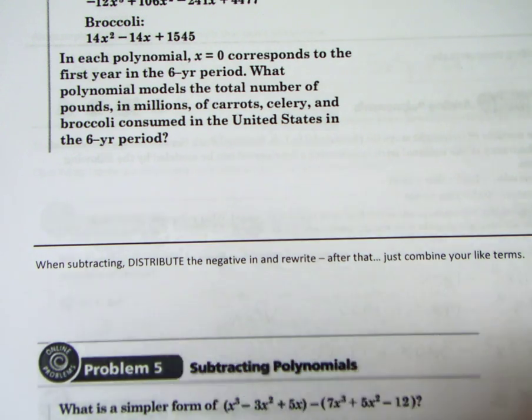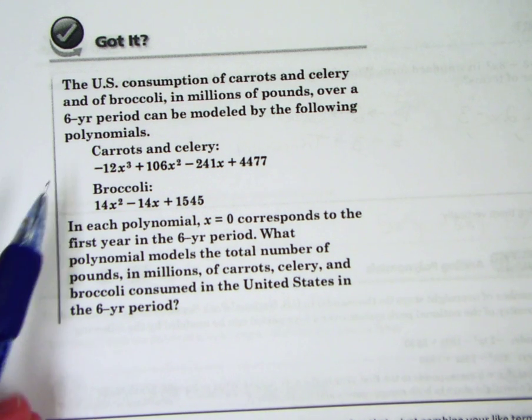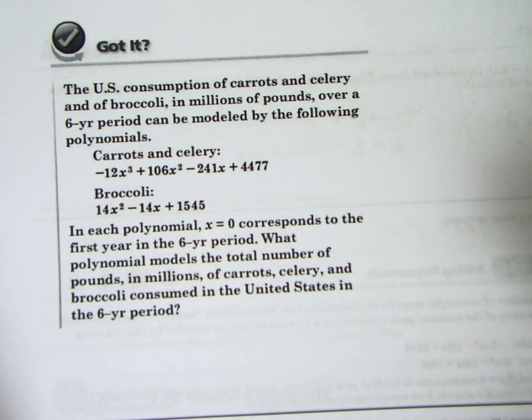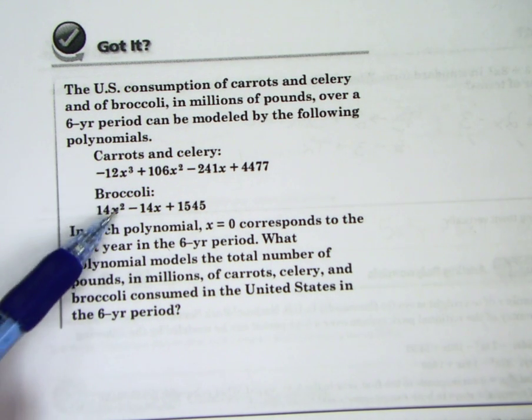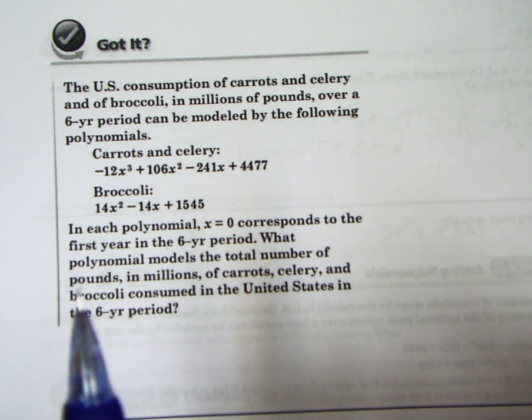In this video, I'm going to do the got it from problem 4 along with problem 5. Now if you look at the got it, we got the U.S. consumption of carrots and celery and broccoli in millions of pounds over a 6-year period that can be modeled using these two polynomials. Just like in problem 4, we're simply going to combine our like terms.